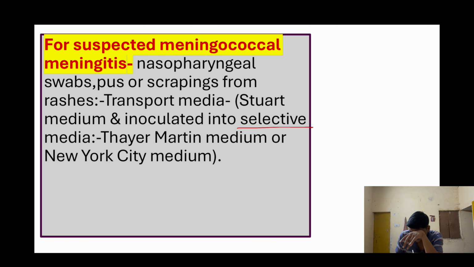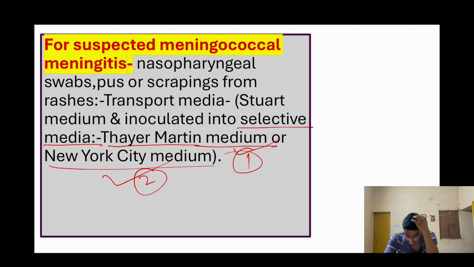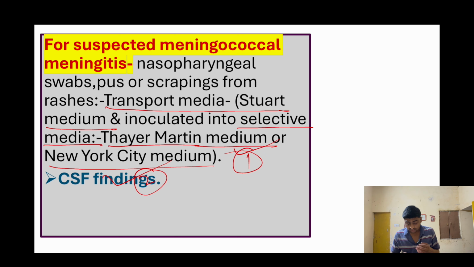Now, what are the selective media which are used in meningococcal meningitis? We have two selective media: Thayer-Martin medium and New York City medium. So in case of meningococcal meningitis, the transport medium used is Stuart medium, and the selective media are Thayer-Martin medium and New York City medium. Now, the third lab diagnosis is CSF findings.